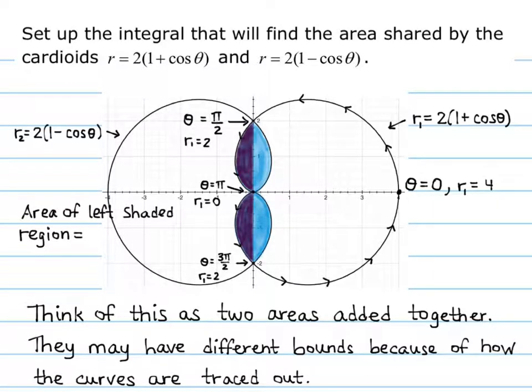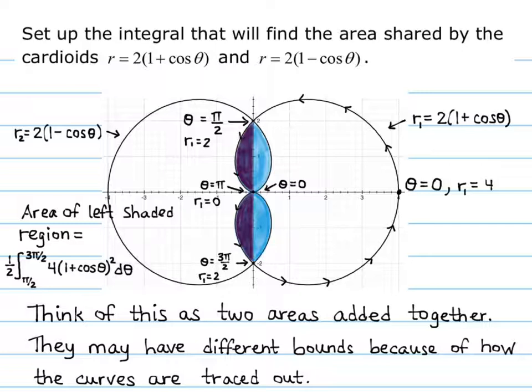So the area of the left shaded region is the integral from pi over 2 to 3 pi over 2 of 1/2 times r squared, where r is 2 times the quantity 1 plus cosine theta. So I have 1/2 times 4 times the quantity 1 plus cosine theta, quantity squared, and I should have a d theta in there.